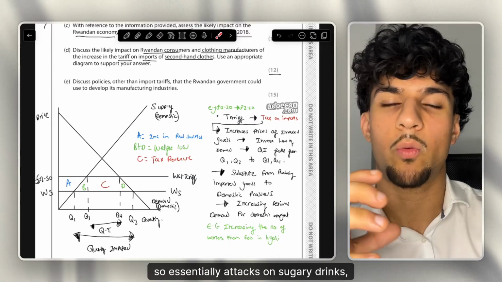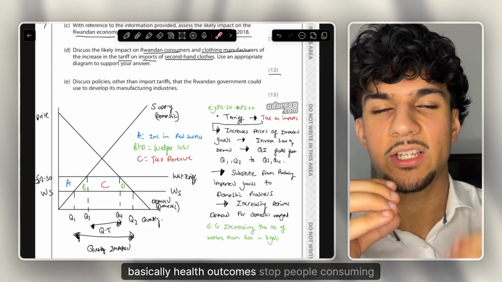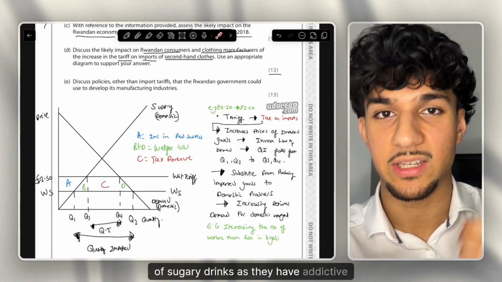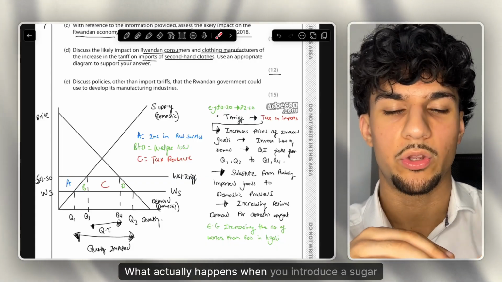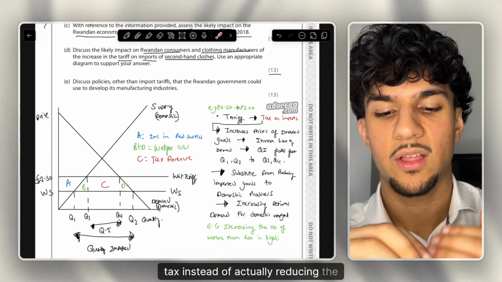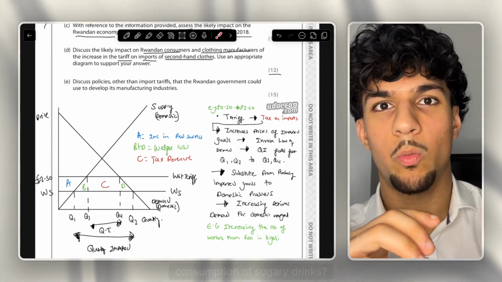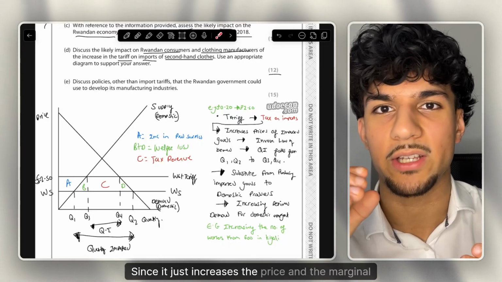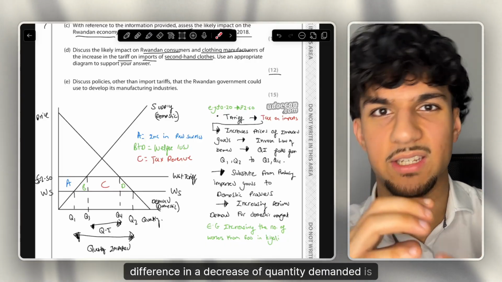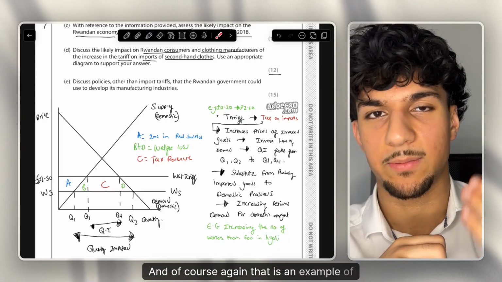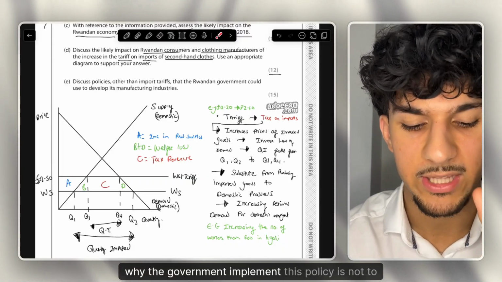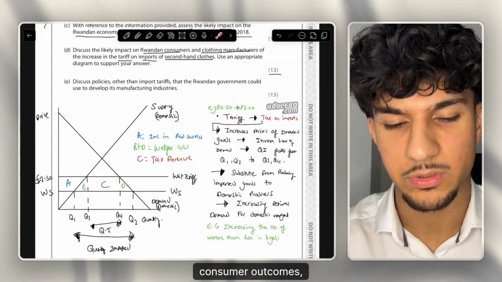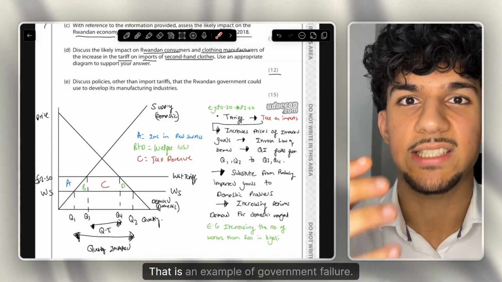So essentially a tax on sugary drinks, what is the point? To help health outcomes, stop people consuming sugar. But what actually happens due to the inelasticity of sugary drinks, as they have addictive features, when you introduce a sugar tax? Instead of actually reducing the consumption of sugary drinks, it just massively increases tax revenue and reduces consumer surplus. Why? Since it just increases the price, and the marginal decrease in quantity demanded is not that much. And of course, again, that is an example of government failure, since the main reason why the government implement this policy is not to increase tax revenue, it is to try improve health outcomes, improve consumer outcomes, which of course, as a policy has not done that, is an example of government failure.